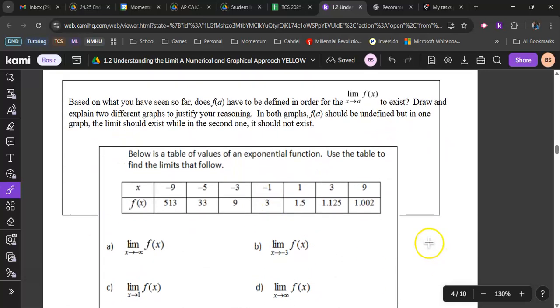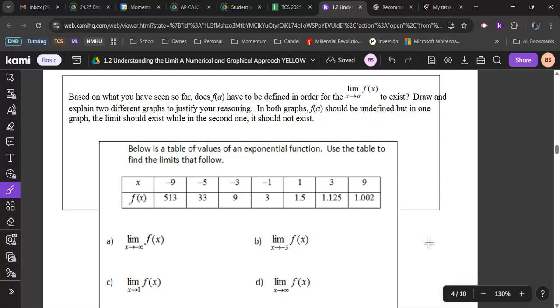Let's keep it going. Based on what you've seen so far, does f of a have to be defined in order for the limit of f of x as x approaches a to exist? Do we have to have the function defined for a limit? No, we do not, right? Otherwise we wouldn't be able to take a limit at an asymptote. So clearly we don't need to. Draw and explain 2 different graphs to justify your reasoning.